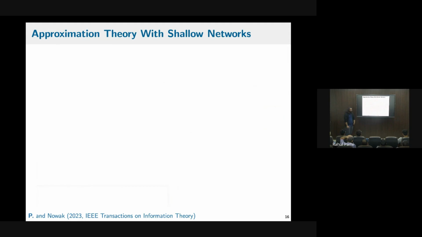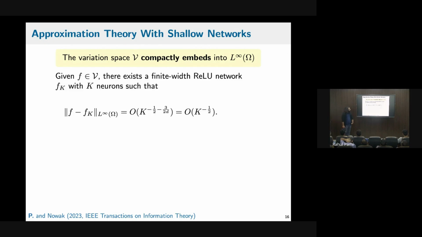To do this, a nice first step that makes things easier is to look at approximation theory with neural networks. First comment I'll make is the variation space does embed compactly into L infinity, so the notion of L infinity entropy numbers is well defined. Next, you can show, given a function f in this space, there exists a finite width ReLU neural network with k neurons such that the L infinity difference between the function you're trying to approximate and the neural network is bounded by k to the minus 1/2 minus 3 over 2d, which you can always upper bound by k to the minus 1.